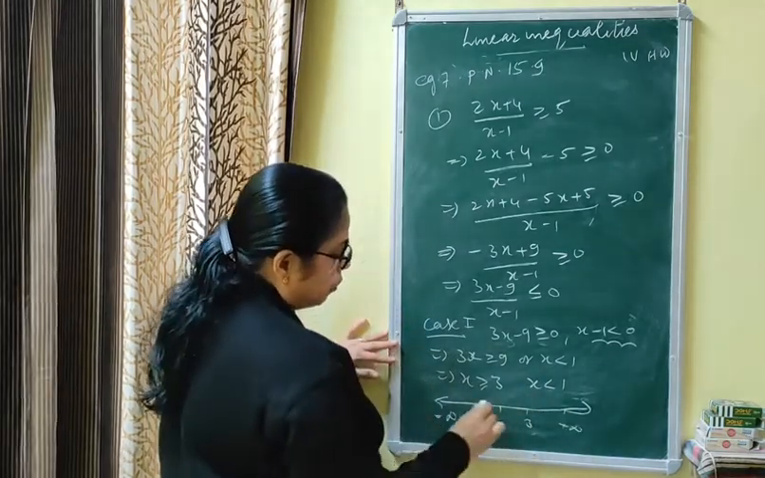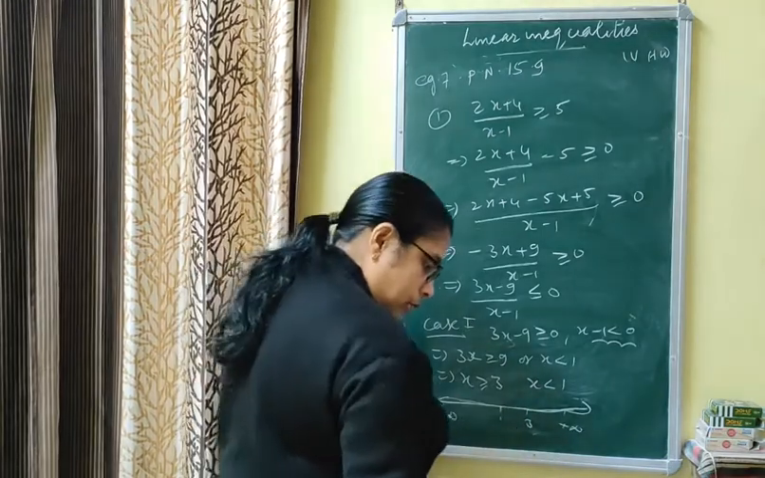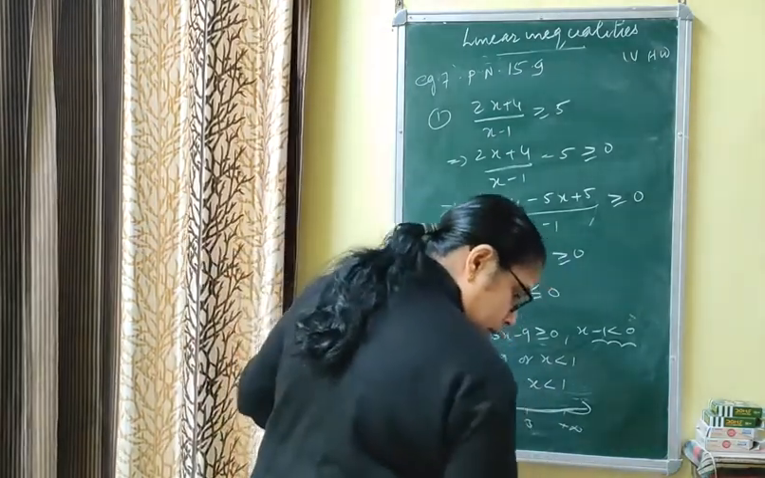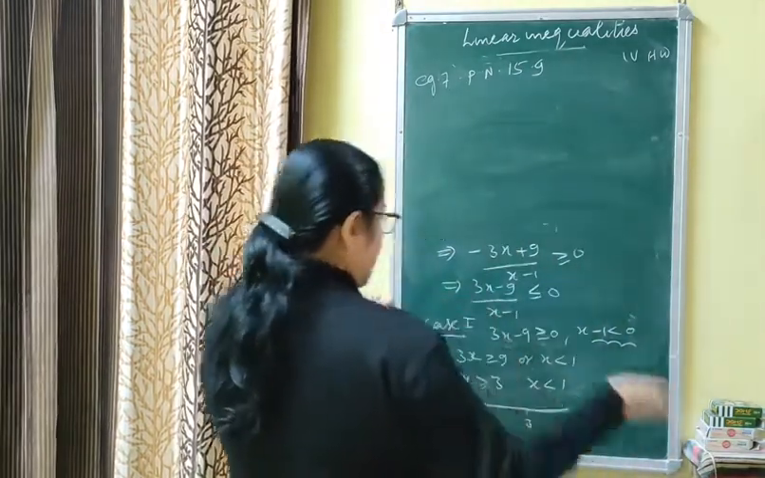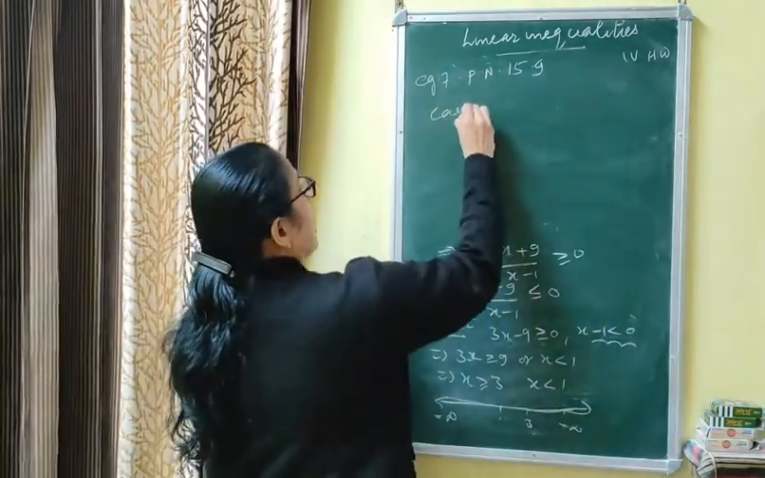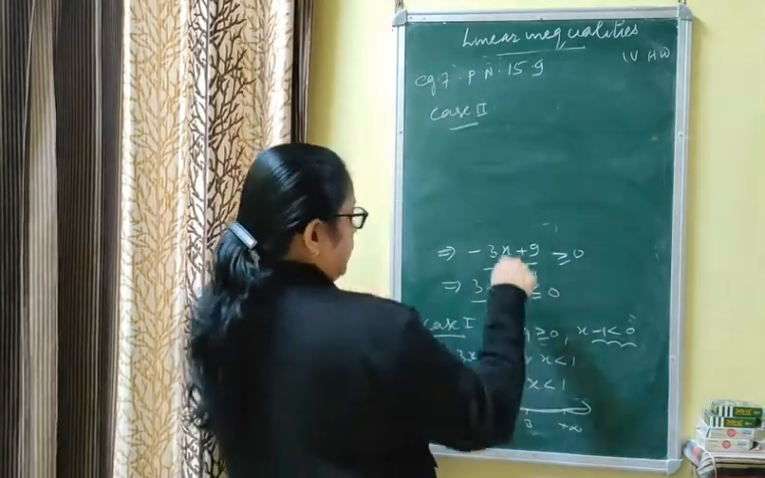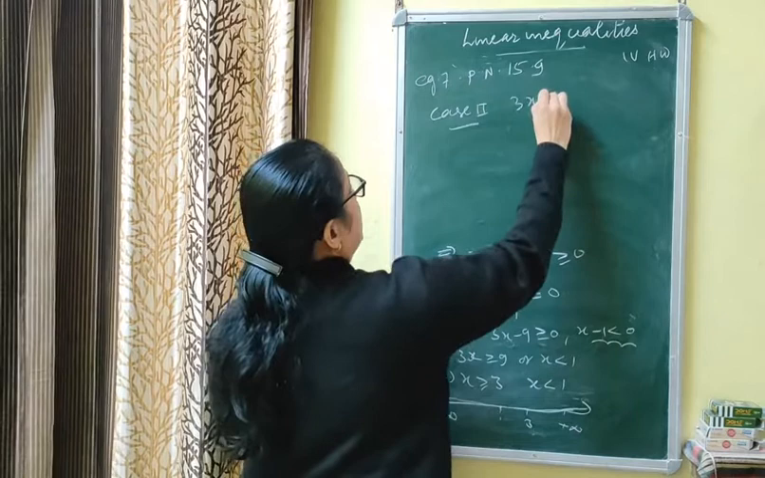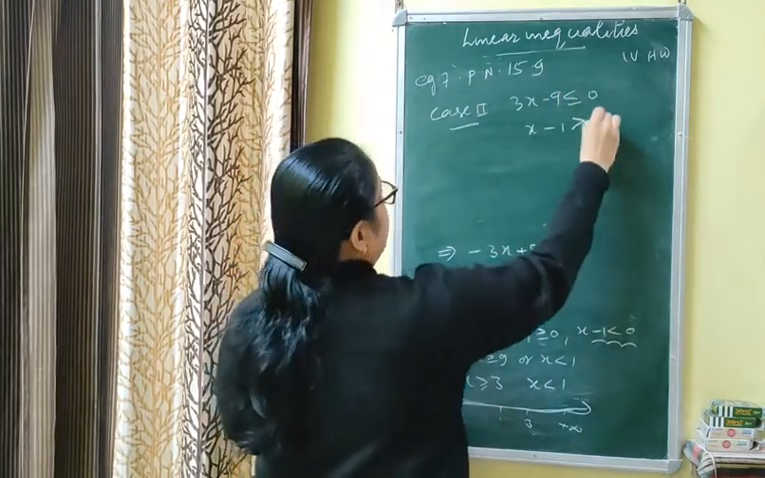X greater than or equal to 3, that is this region is coming. X less than 1 means this region is coming, that is no common region. Now what do you have to do? You have to take the second case. Second case में क्या लेना है? Either numerator is positive or denominator is positive. We will take numerator is less than or equal to 0, denominator is greater than not equal to 0.